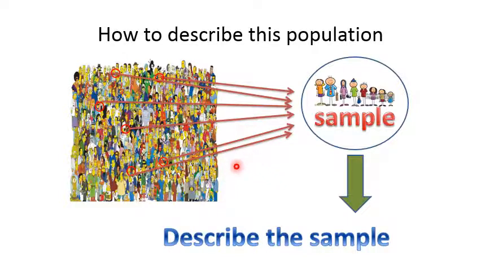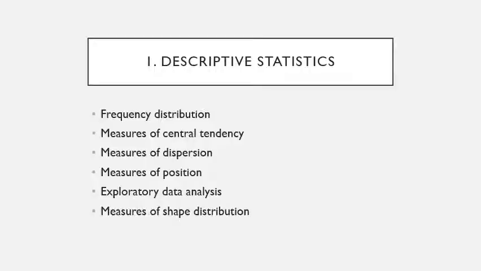What we can do is sample a few people from this population. Let's say we do sampling of about 100 people or 50 people from this 1,000 population. We make the sampling and we call them a sample. So we can describe this sample as referring back to this population. So this is what we call descriptive statistics.